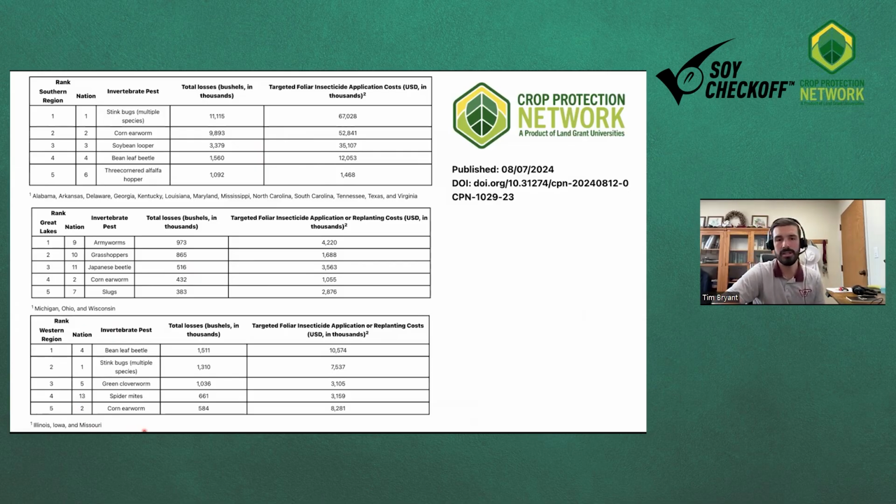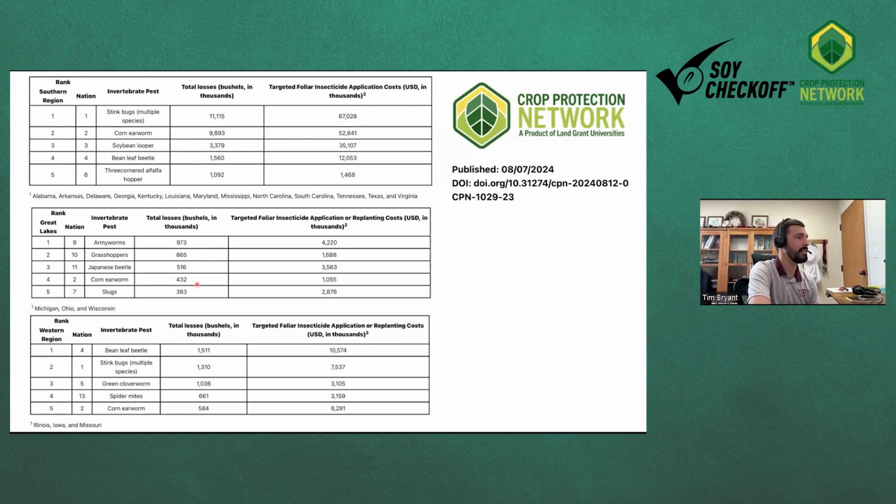And what this is just an estimate of how much economic loss each one of these insect pests causes to soybean production in that region. So obviously not every extension specialist is scouting every single acre of soybeans in their state. These are just estimates, but it provides a pretty good snapshot of what's important in these different regions. And you can see that it's pretty different. So in the southern region, stink bugs are major pests, corn earworm, soybean loopers, some of the things that we deal with here in Virginia pretty frequently.